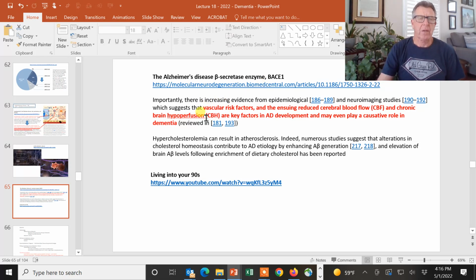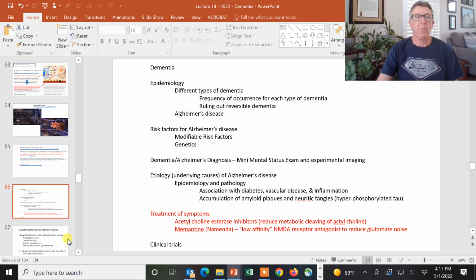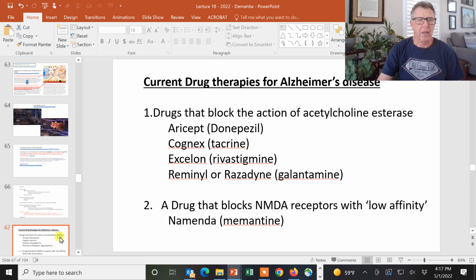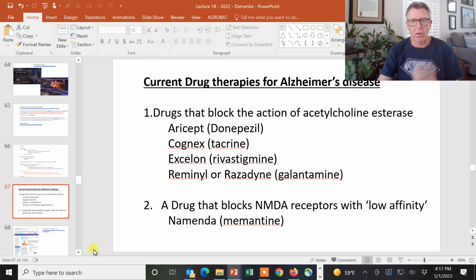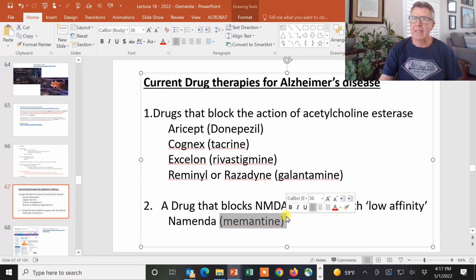So what are we looking at here? This is looking at vascular risk, and then we can launch straight into treatments. I was looking at your websites, which are awesome, and I saw that you listed very clearly the standard care of treatment. One is acetylcholine esterase inhibitors. This is an enzyme that gets rid of acetylcholine, which is kind of like a volume control. The other one blocks glutamate toxicity and improves the signal to noise, and that's in Namenda.